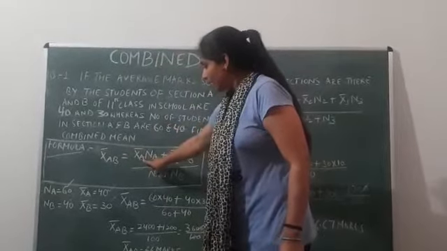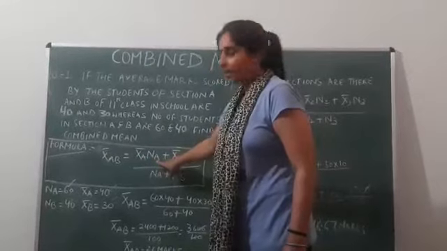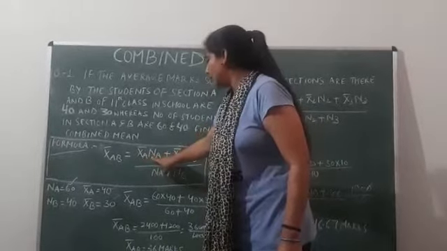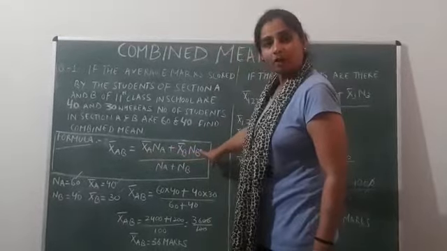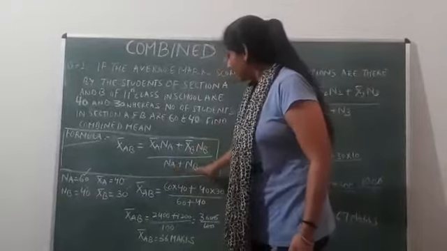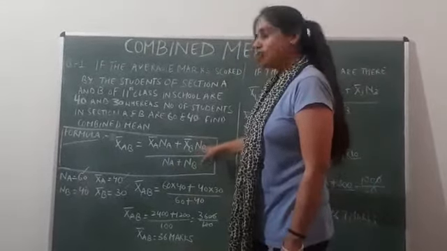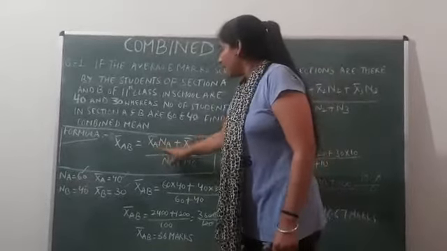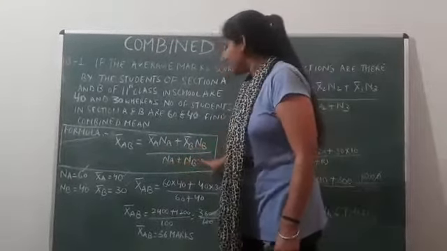X bar A multiply the number of students of class A, X bar A multiply NA, plus X bar B multiply with the number of students of section B, divided by NA plus NB. So this very simple formula you have to keep in mind. X bar A NA plus X bar B NB divided by NA plus NB.